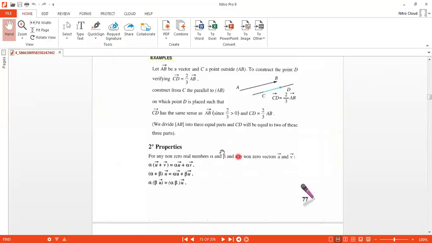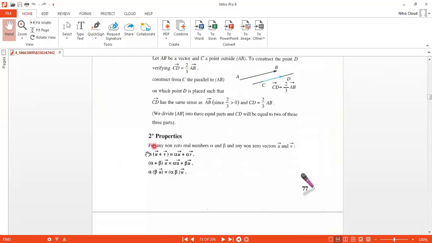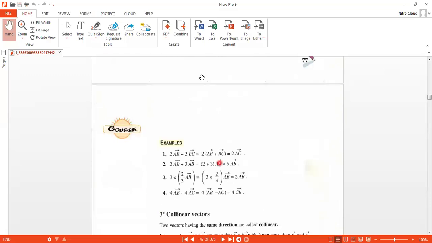Here we will have some properties. If you have two vectors u plus v, and you multiply them by alpha, then you distribute alpha over both vectors. Also, if you have two constants, you can add them and then multiply by u, or you can distribute alpha and beta each alone on u. So these are some important properties. What I'm trying to say is that if you have 2AB plus 2BC, you can take 2 as a constant outside: 2(AB plus BC). If you have 2AB plus 3AB, you can add 2 and 3 such that you will have 5AB. These are common properties that you have to know, and they also apply on vectors.